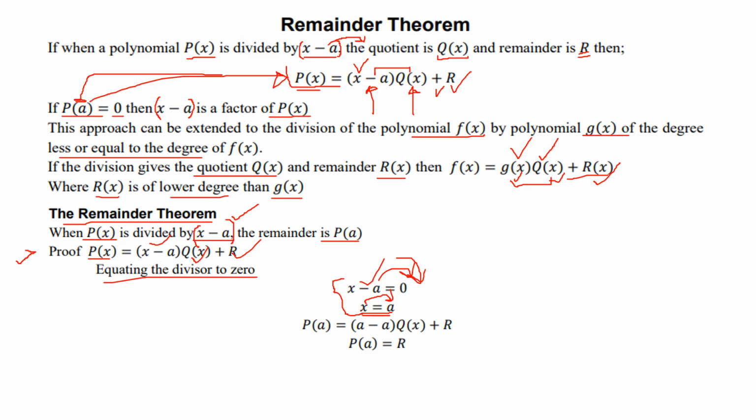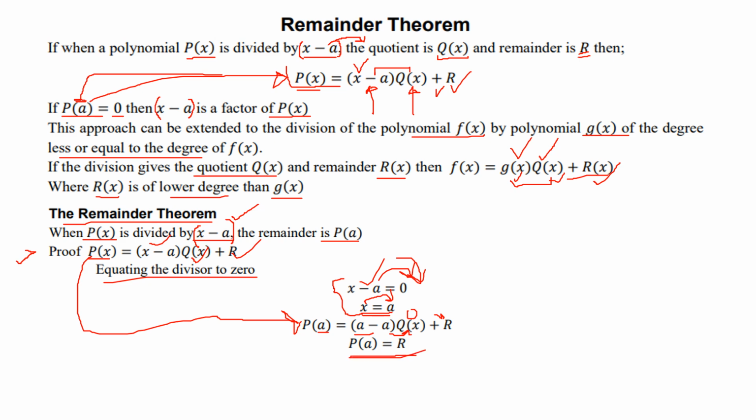Now we get our polynomial function of x, and we substitute. Where there is x, we substitute with a, and then we see what we remain with. Now where there was x, we put a. So a minus a gives you 0, and 0 times the quotient of x will be 0. So you remain with 0 plus r, which will eventually give you polynomial of a equal to the remainder r.